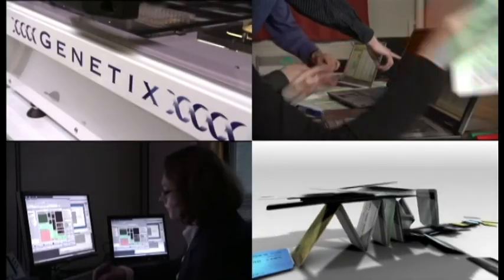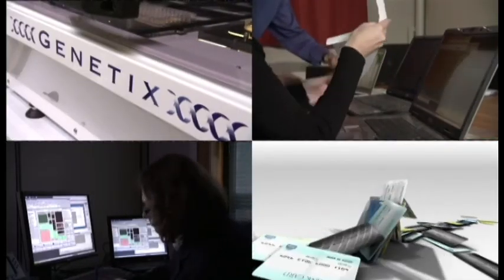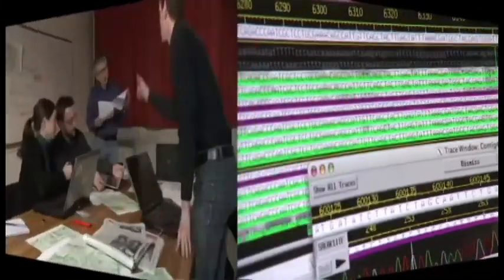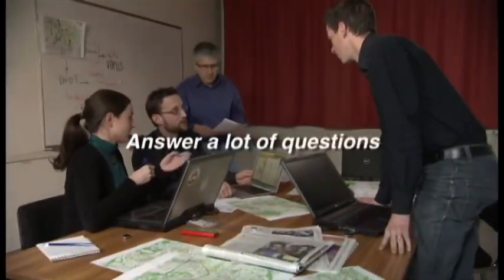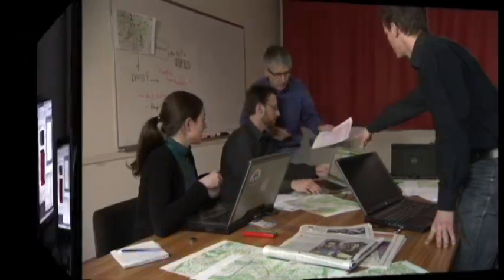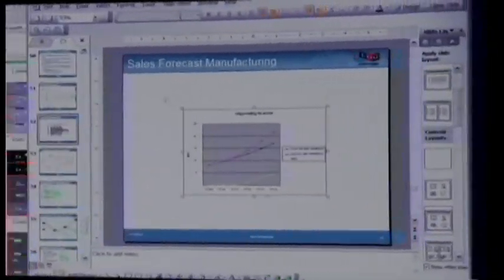But what do these examples have in common? All these people encounter the same problems. They have to deal with masses of dynamic data. They want to answer a lot of questions, sometimes unclear questions that require exploration. They need both computational analysis and interactive visualization. And they need to export easy-to-understand representations of their results for communication.